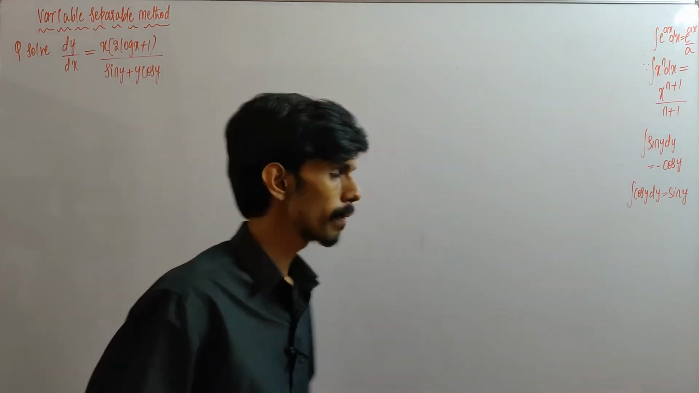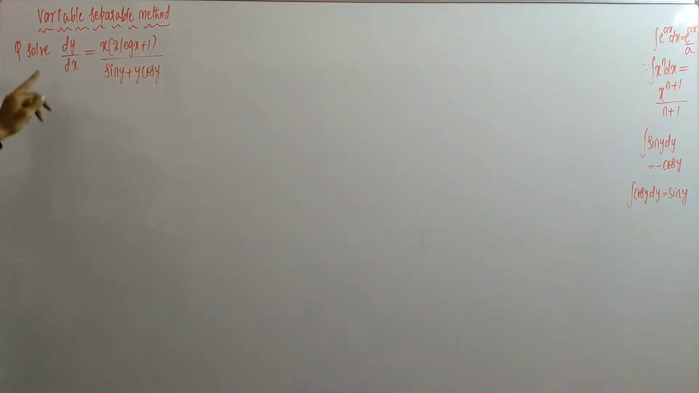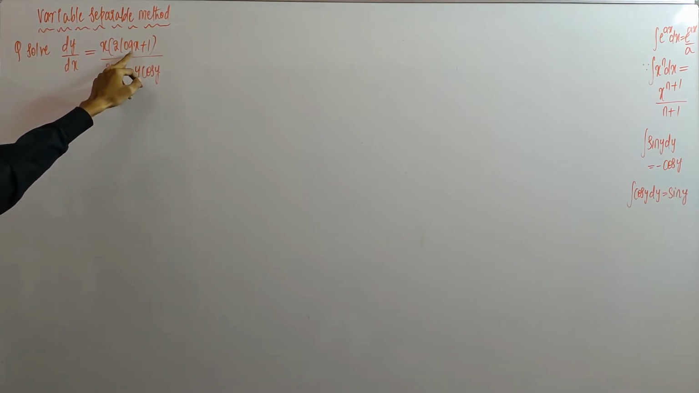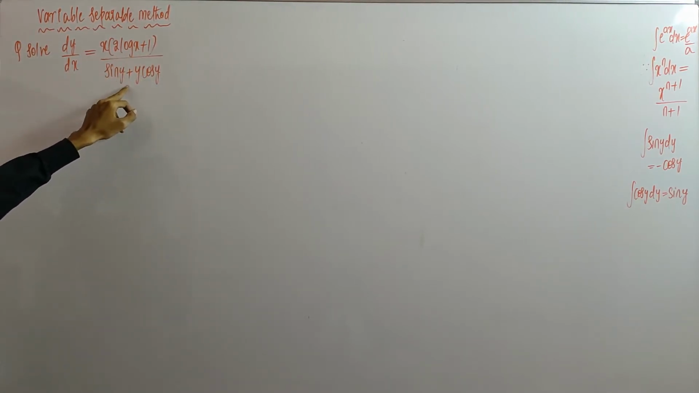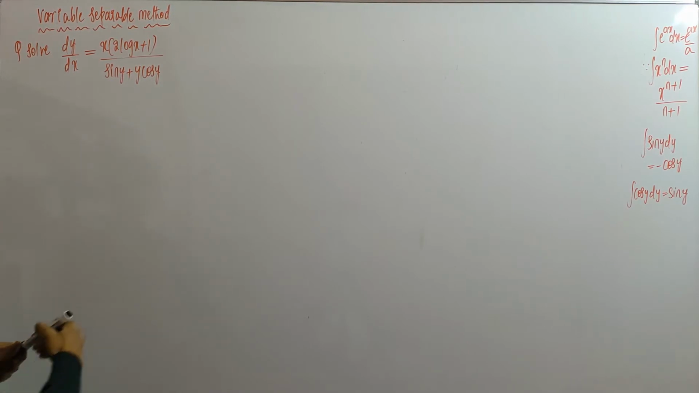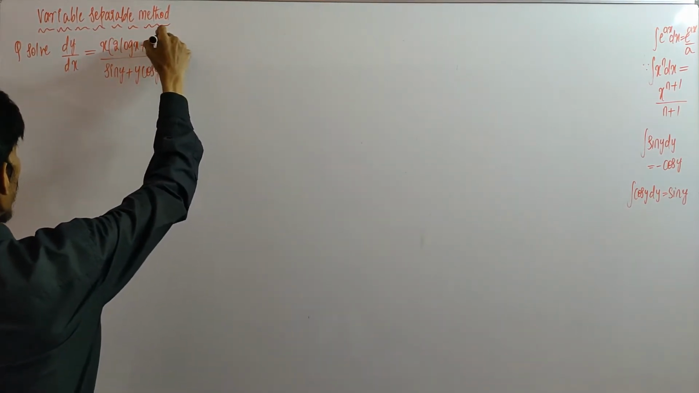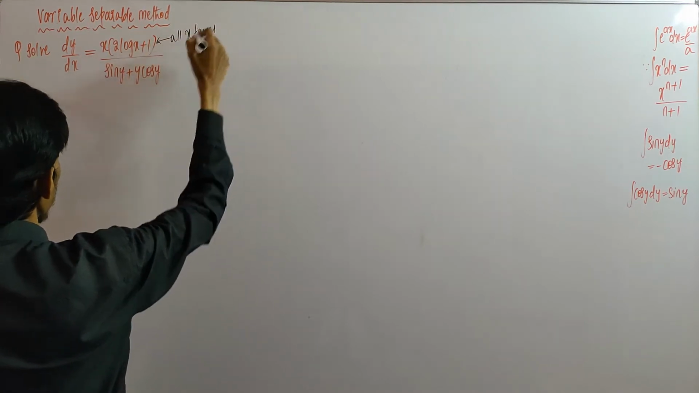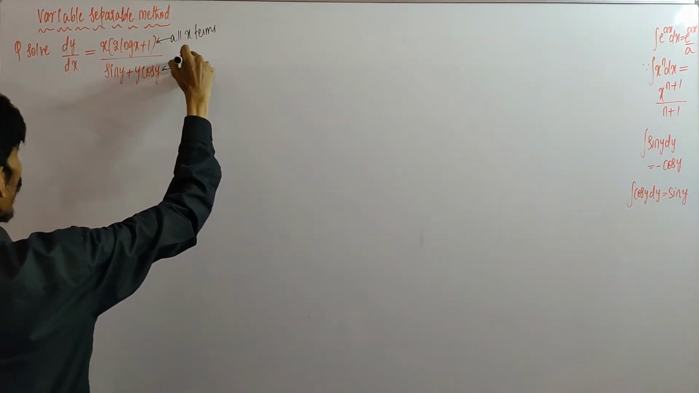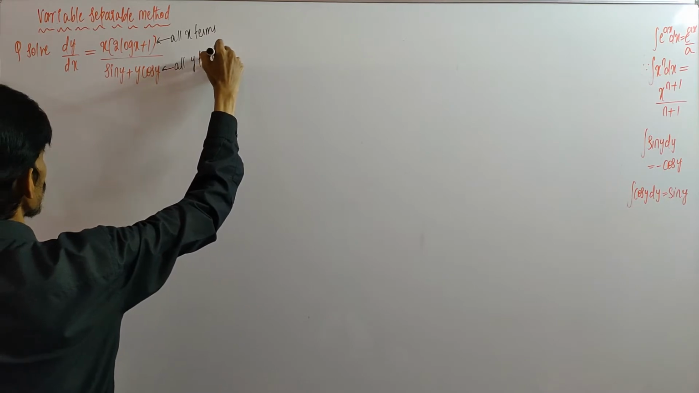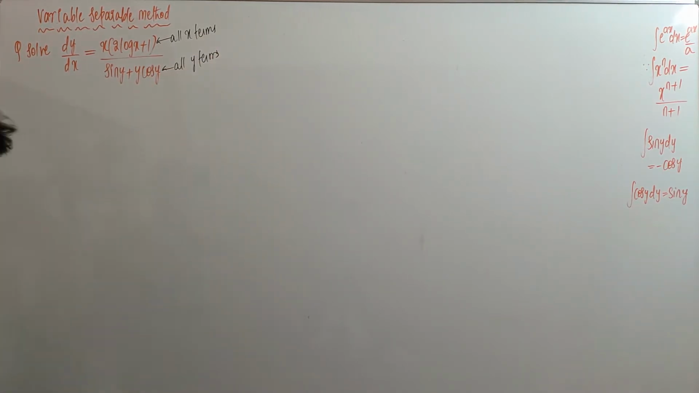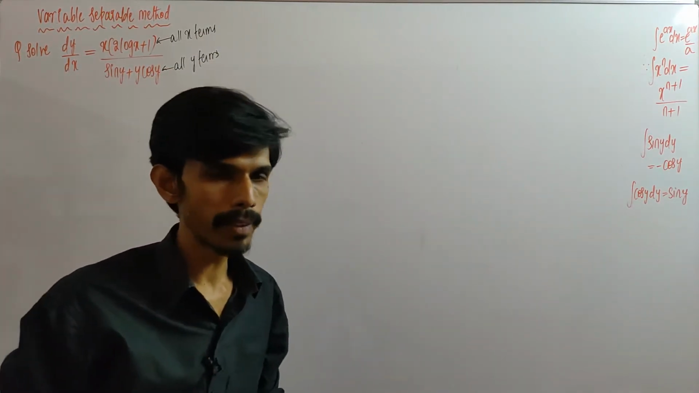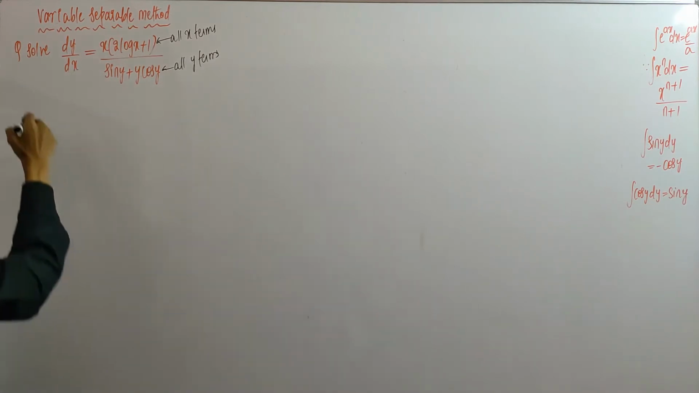Let us see the next question. Solve dy by dx is equal to x into 2 log x plus 1 by sin y plus y cos y. Here I have all x terms together, all y terms together. So this can be solved by the variable separable method. Let us see the solution.